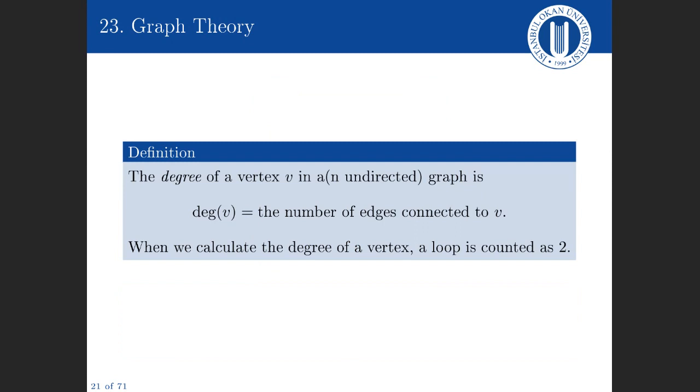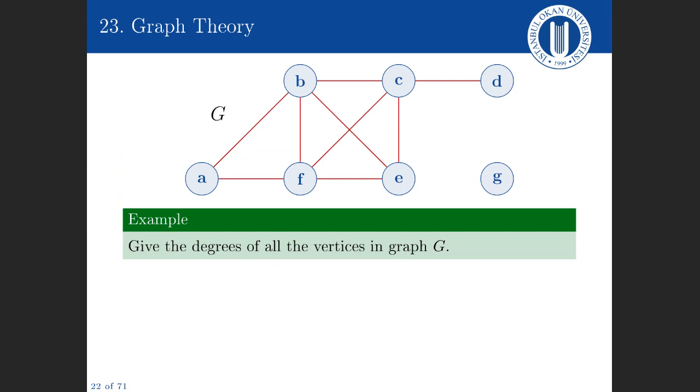The degree of a vertex in a graph like this is the number of edges connected to that vertex. When we count the degree of the vertex, if there's a loop, we count this loop as 2, because it has two ends attached to the same vertex. For example, here's a graph called G. Give the degrees of all the vertices in G.